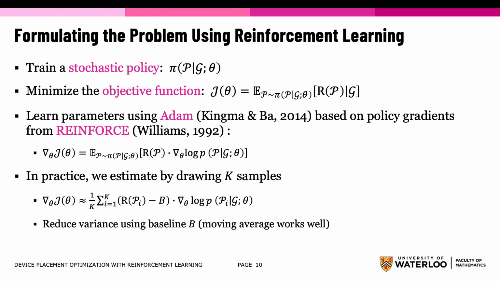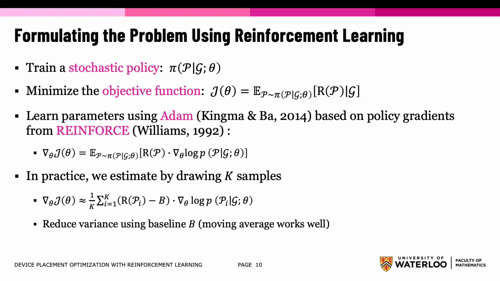So let's define a gradient function of our objective function. So the gradient with respect to theta of our objective function, J of theta, is equal to the expectation over all placements drawn from the stochastic policy of the execution time, R of P, multiplied by the gradient with respect to theta of the log probability of P given G and theta.